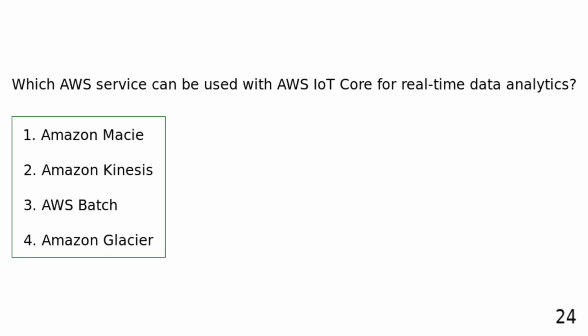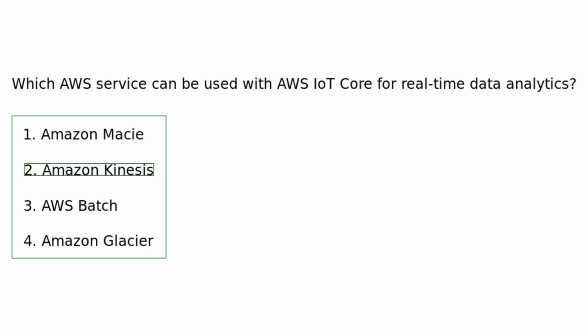Which AWS service can be used with AWS IoT Core for real-time data analytics? Amazon Macie, Amazon Kinesis, AWS Batch, Amazon Glacier. Amazon Kinesis can be integrated with AWS IoT Core for real-time data analytics.